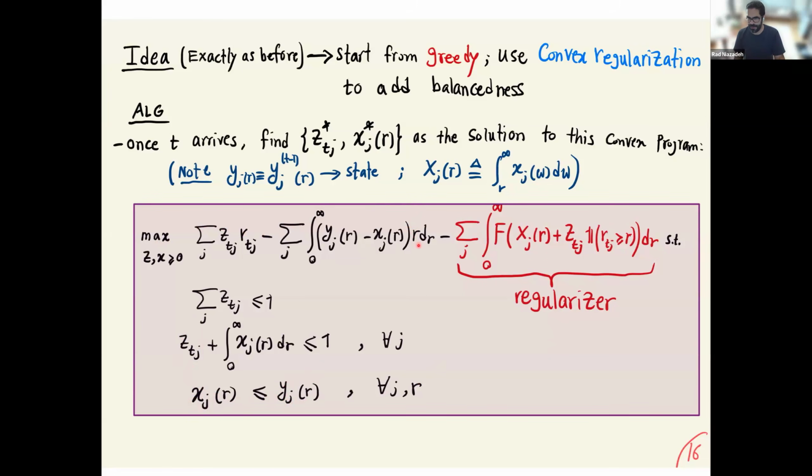But as before, we just don't want to use the greedy algorithm. We want to add more balance. And this is what you need to do. It might look a little bit algebraically more complicated, but really it is the same object as before, mathematically speaking. So what it does is that you use, again, the capital F function. This time, the input to the function rather than the allocation level is basically how much you have allocated more than r for some number r. And then you take an integral over those r's.